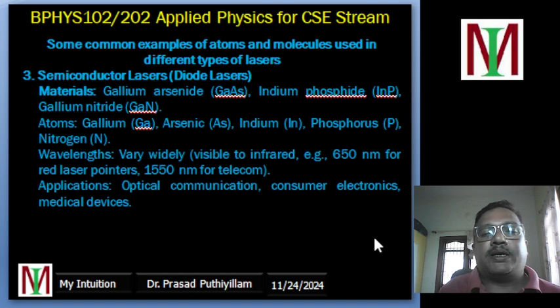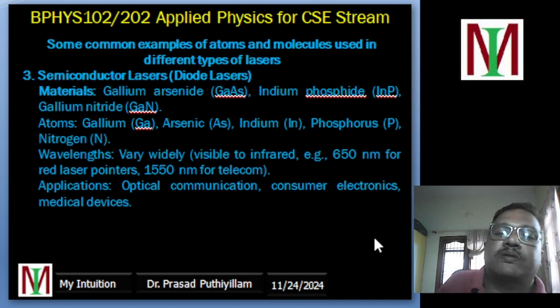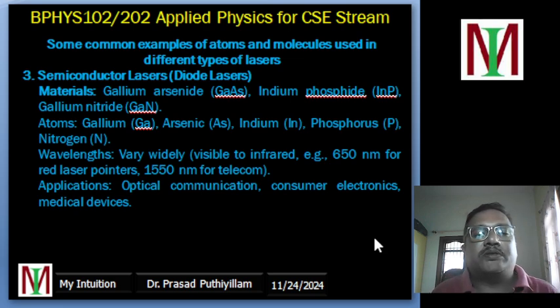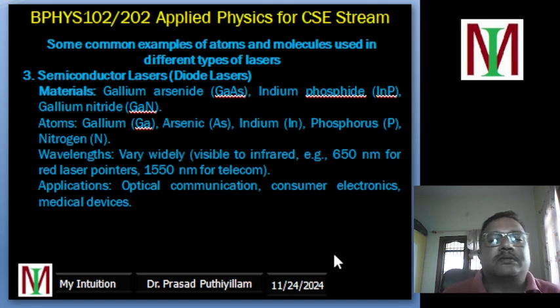Then comes the semiconductor laser or diode lasers. Materials used are gallium arsenide, indium phosphide, and gallium nitride, in which gallium, arsenic, indium, phosphorus, and nitrogen are used. The wavelength varies from 650 nanometer to 1550 nanometer for this particular laser, and it is used in optical communication, consumer electronics, and medical devices. In such cases, the laser used is the diode laser or semiconductor laser.